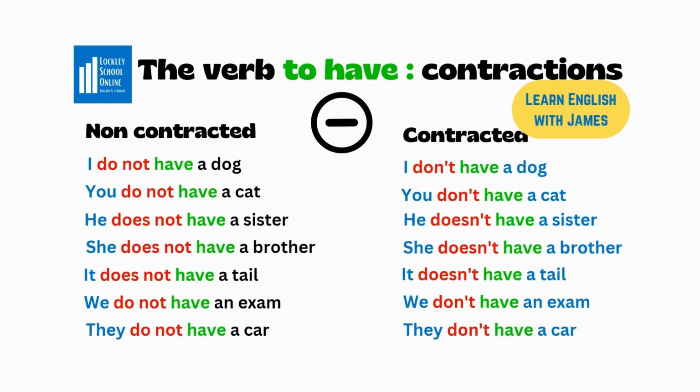So I don't have a dog, you don't have a cat, he doesn't have a sister, she doesn't have a brother, it doesn't have a tail, we don't have an exam, and they don't have a car.